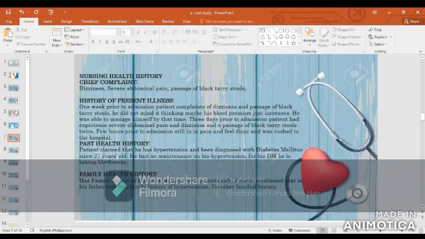Past health history. Patient claimed that he has hypertension and has been diagnosed with diabetes mellitus since 27 years old. He had no maintenance for his hypertension, and for his diabetes, he is taking metformin. For the family health history, patient has family history of diabetes mellitus on both parents' sides. Patient mentioned that his father's side has family history of hypertension, no other familial history.